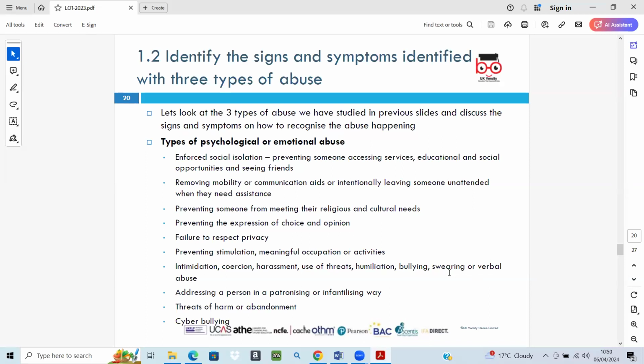But as a carer, as a nurse, it's your duty to go through the signs and symptoms of it, and then escalate it to your manager or the safeguarding team or the lead.